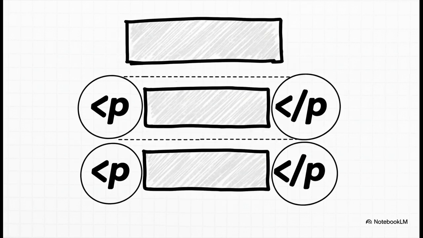And what about just regular text? For that, you just wrap it in a P tag. P for paragraph. Easy. This just tells the browser, hey, treat this as a block of text. Super simple, but it's the workhorse for all your written content.